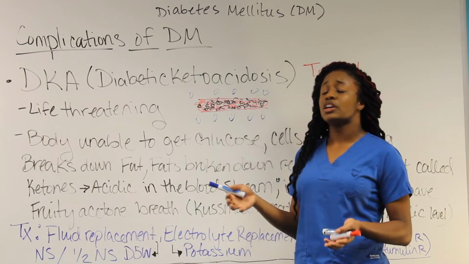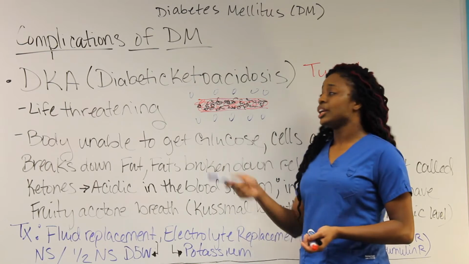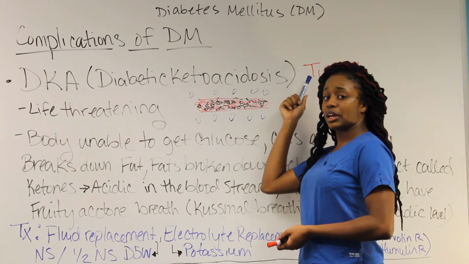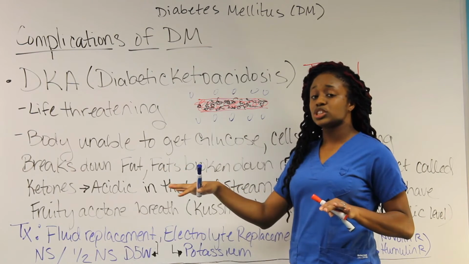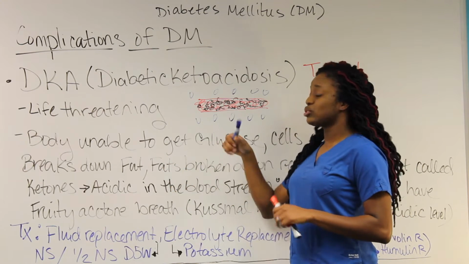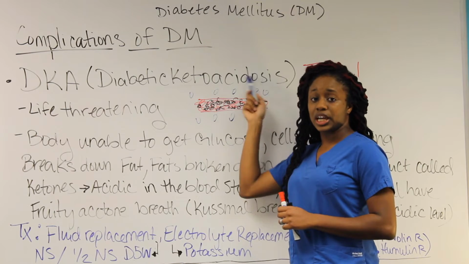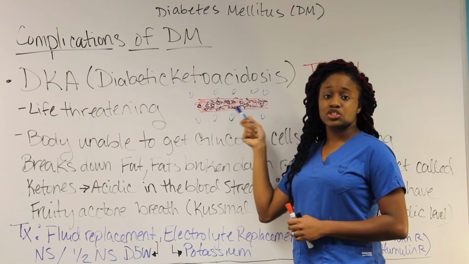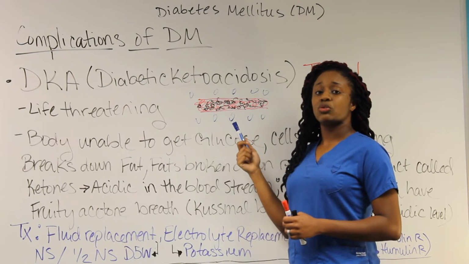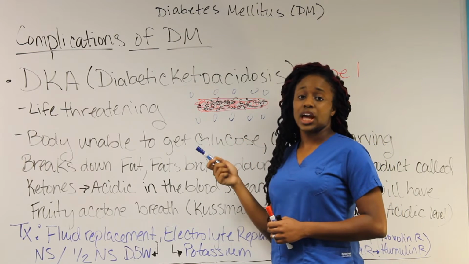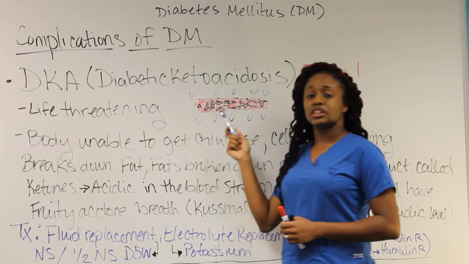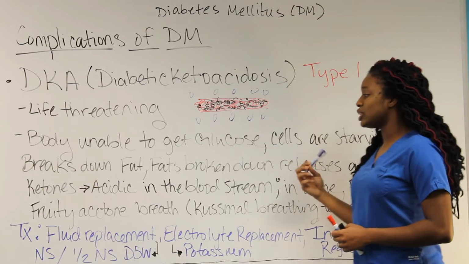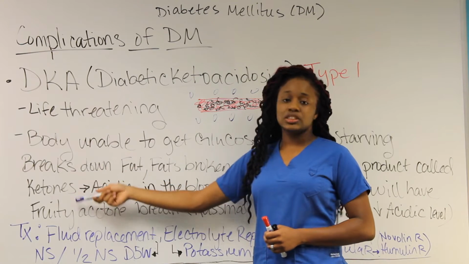And the body knows that. So what the body is going to do is say, hey, if we can't get access to this sugar, because remember, type 1 diabetics don't have any insulin whatsoever, right? So if there's no insulin, this sugar would never get to the cell. So the body says, since we can't get the sugar from here, there's only one other place we can get it from, which is the fat. So the body gets the sugar from the fat. When the fat is broken down, it releases a product called ketones.